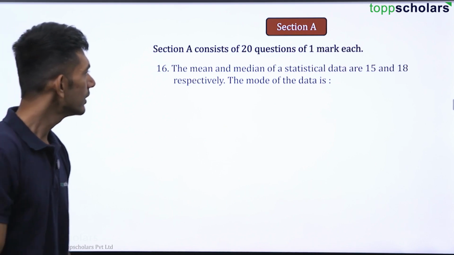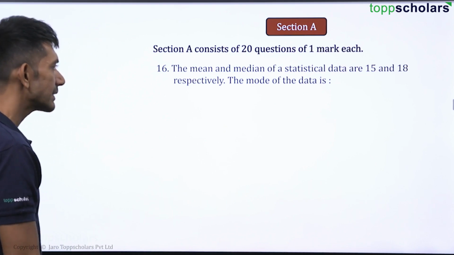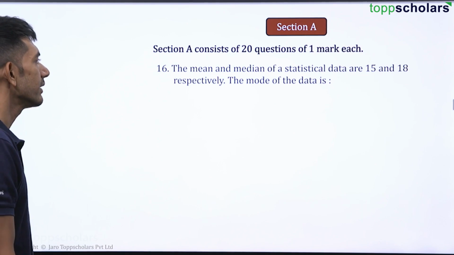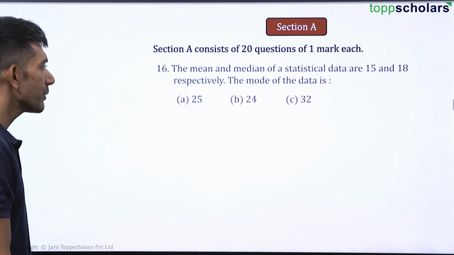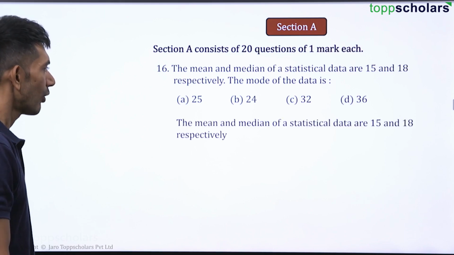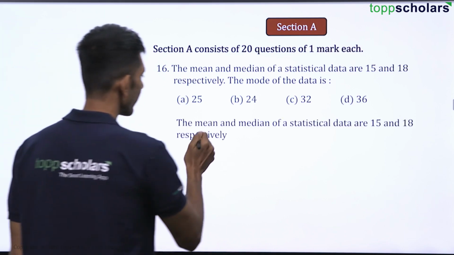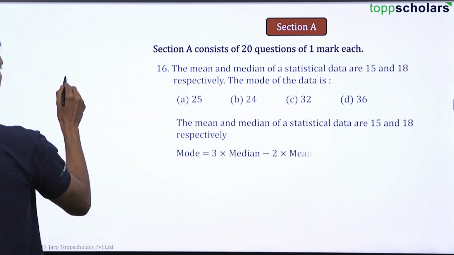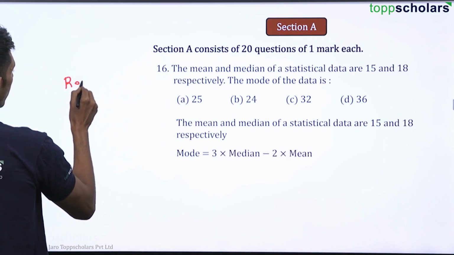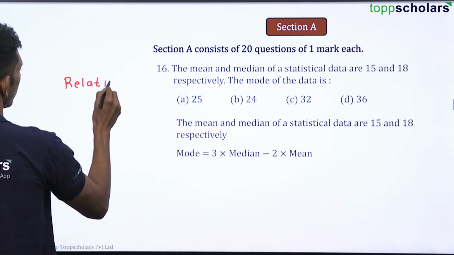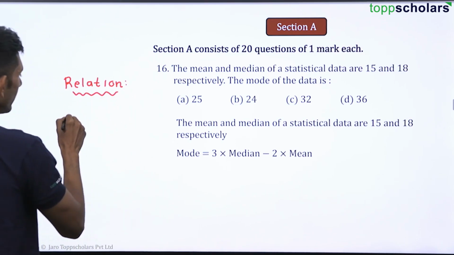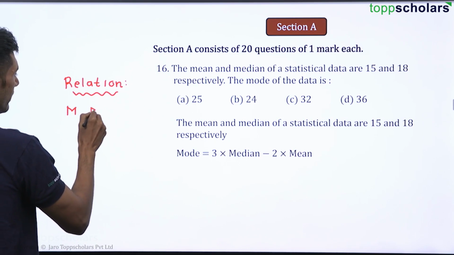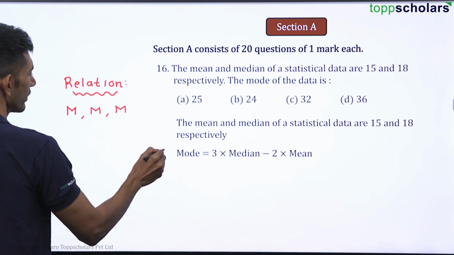16th question. The mean and median of a statistical data are 15 and 18. Then what is the mode? Mean is given, median is given, mode is to be found. Always remember, there is a relation. Relation between what? Relation between mean, median and mode. And what is the relation?